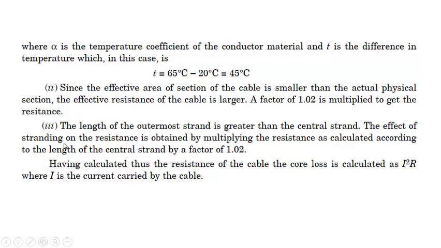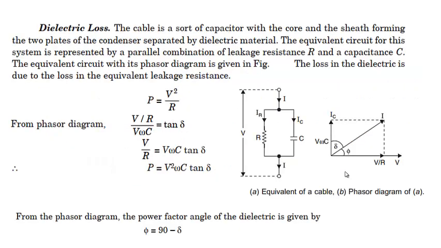The effect of the stranding on the resistance is obtained by multiplying the resistance as calculated according to the length of the central strand by a factor of 1.02. Here also 1.02 is multiplied. Having calculated the resistance of the cable, the core loss is then calculated by simply multiplying this resistance by I square. So we get the core loss of the conductors. Now the second one is the dielectric loss.